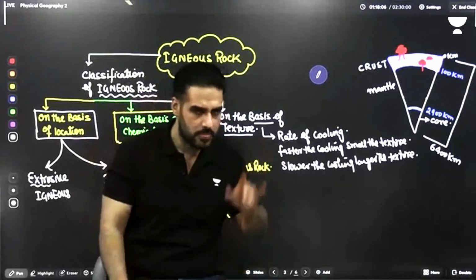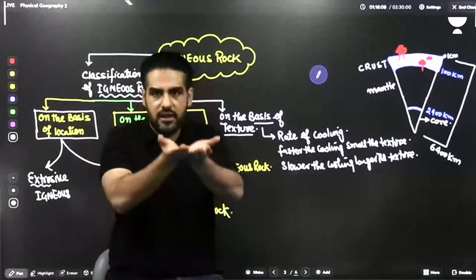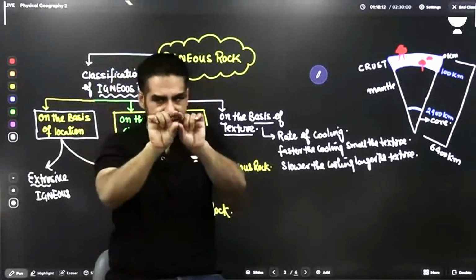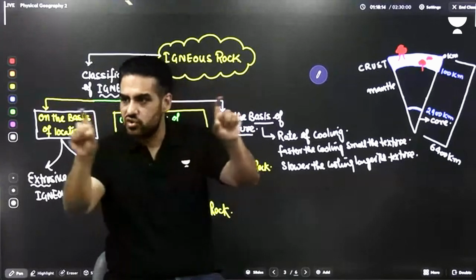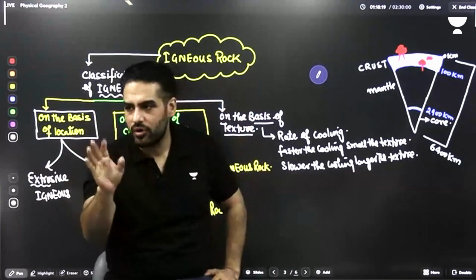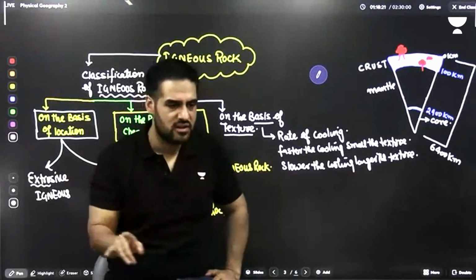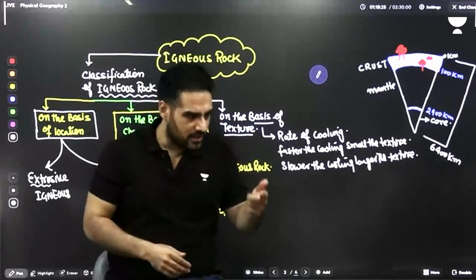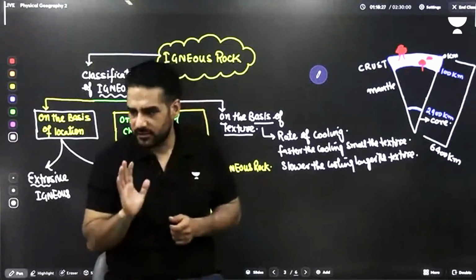Example, granite. While the magma is upwelling, before coming out of the earth crust, it get trapped into some cracks and joints, get solidified there. The rate of cooling is moderate. Thus the size of the texture crystal is medium. Dolerite, pegmatite, magnetite, these are some of the examples.